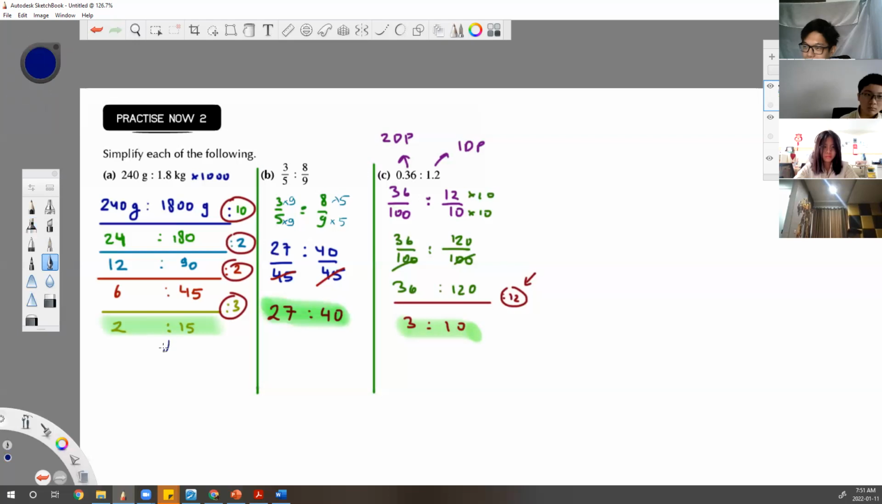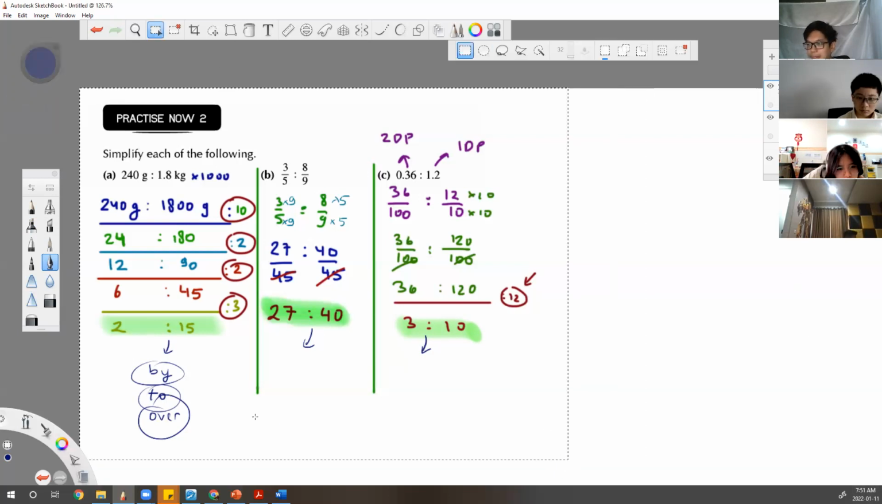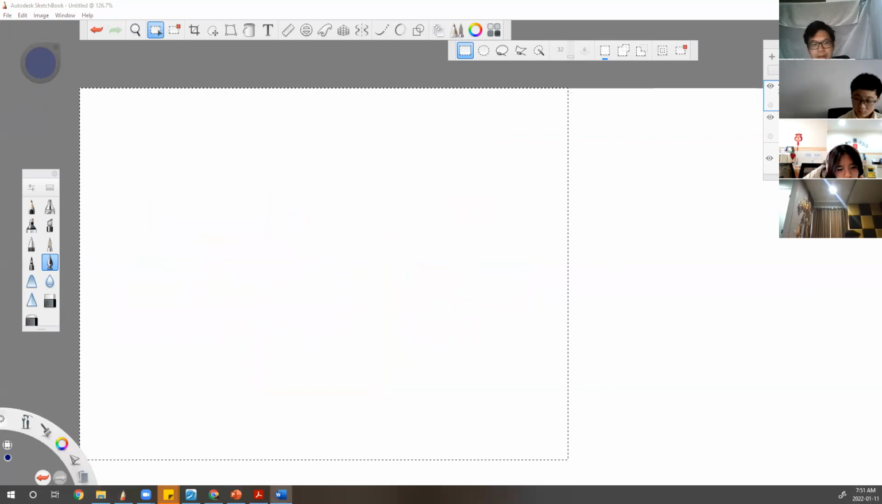Ini bisa dibaca by 2 and so on. 3 by 10, atau by 2 over sama aja ke kanan. Ini juga sama, by 2 over. Oke, copy dulu. Copy ke Word lagi. Oke, kita lanjut.